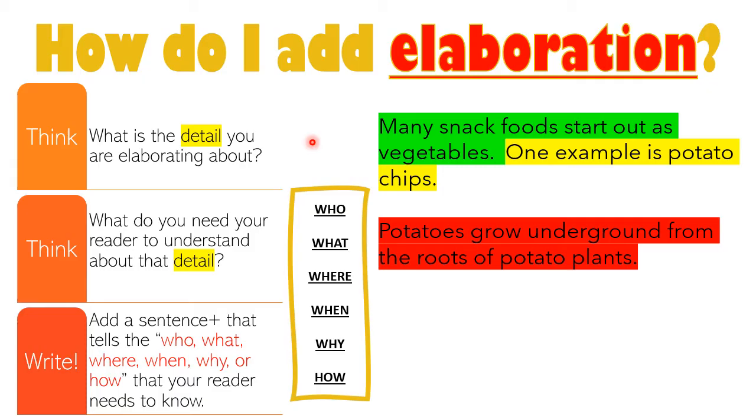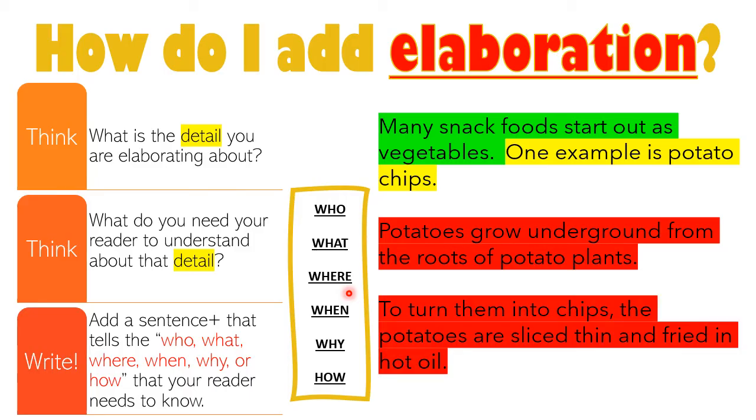One example is I could say, potatoes grow underground from the roots of potato plants. That's explaining where potatoes come from. That gives more information for my key detail. Another elaboration example could be, to turn them into chips, the potatoes are sliced thin and fried in hot oil. I explained how potato chips are made.